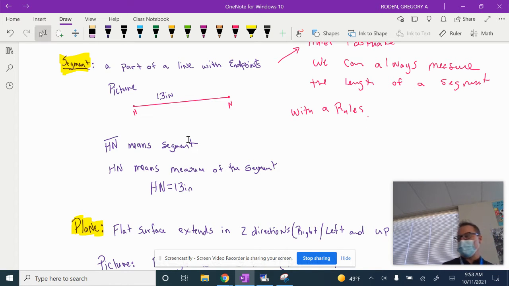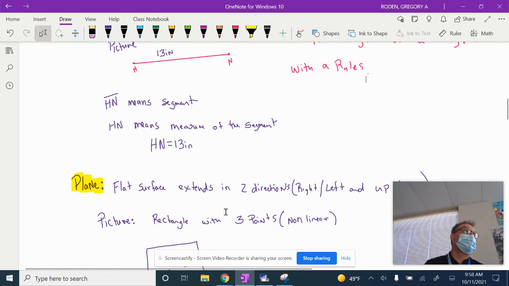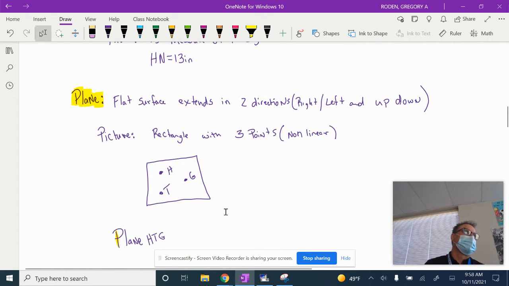Okay. Now, the last thing we're going to talk about. Most of the time, we're going to be dealing with planes. A plane. Do we get to fly them? No. Different kind of plane. A plane is a flat surface.